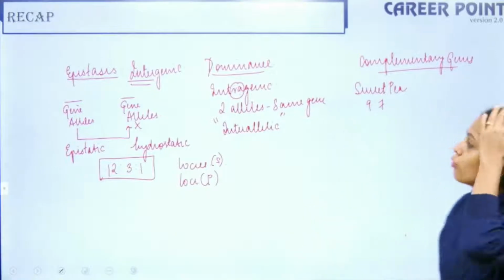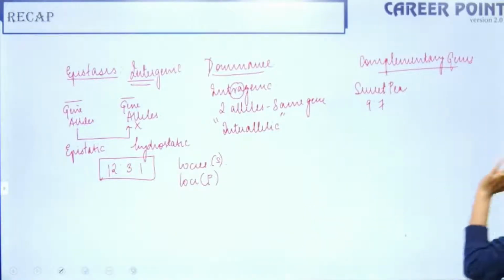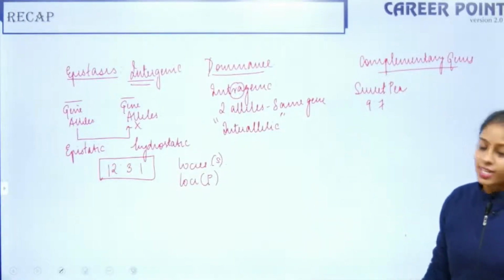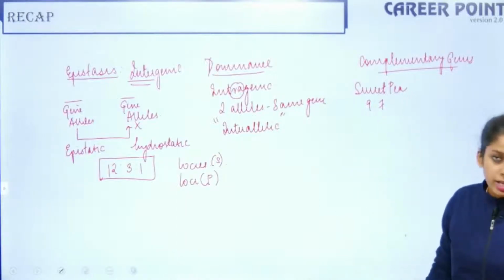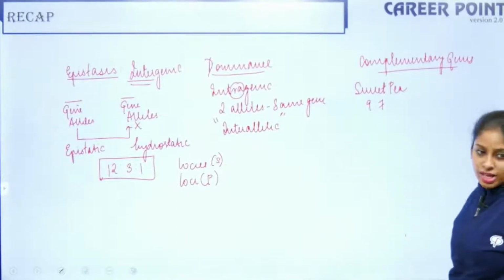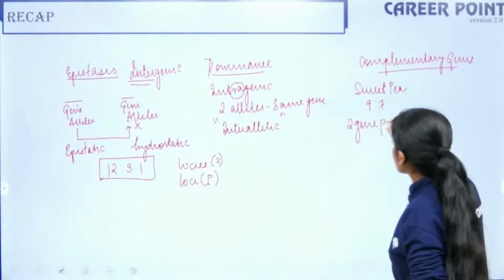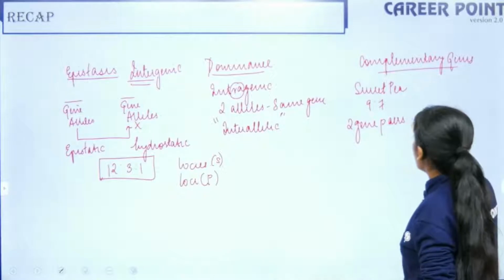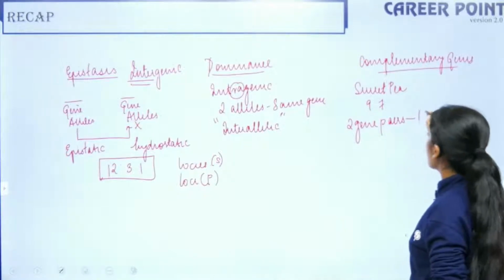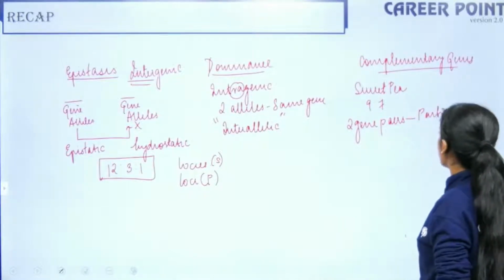Okay, so now I move forward to what complementary genes are. Complementary gene interaction is seen in your sweet pea. The ratio is 9:7. So you have two gene pairs. They interact to produce a particular phenotype.